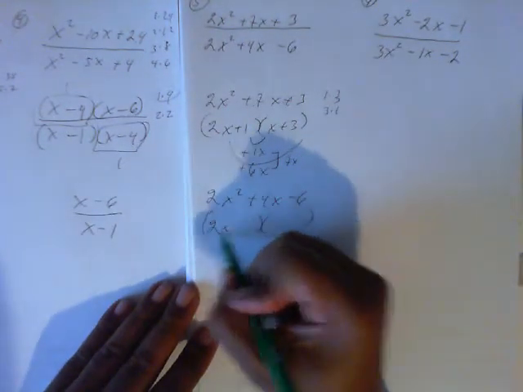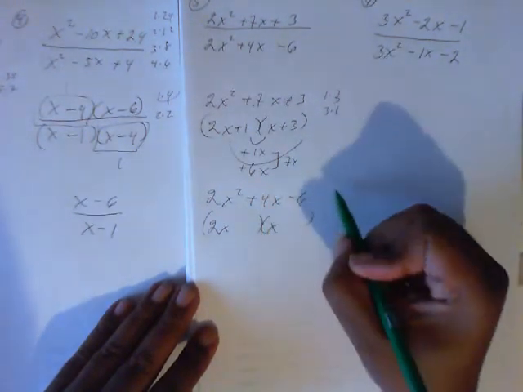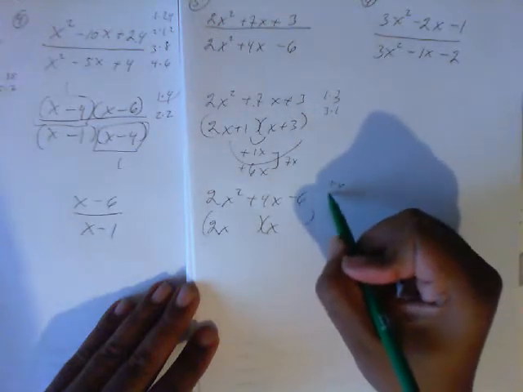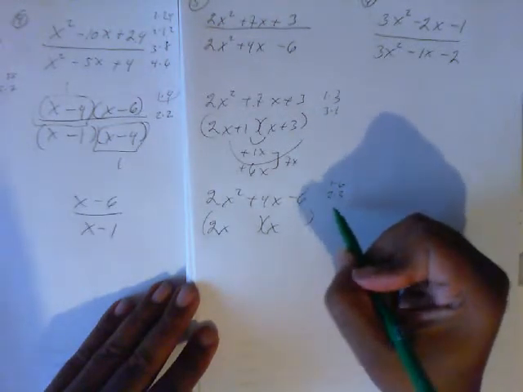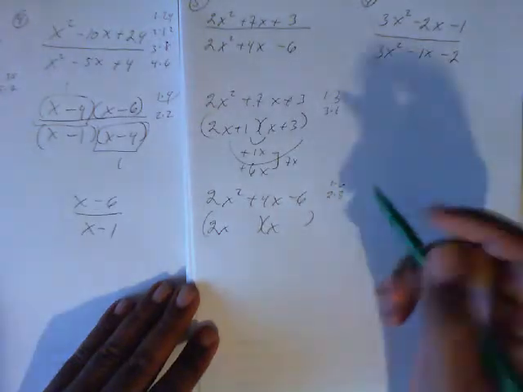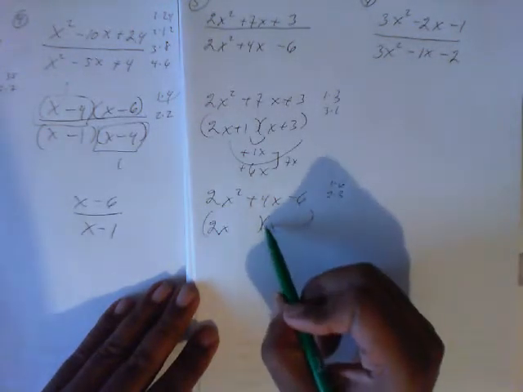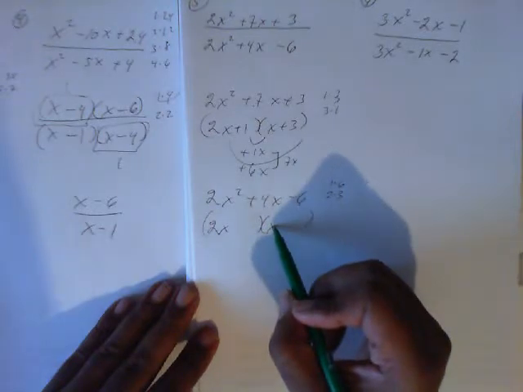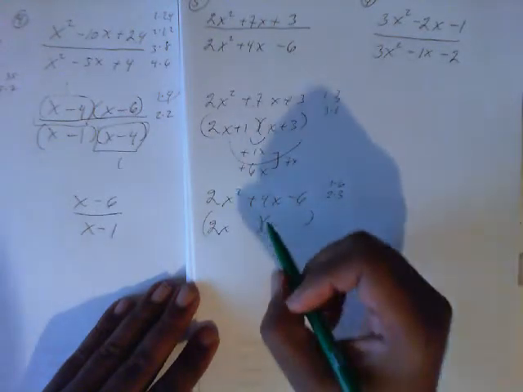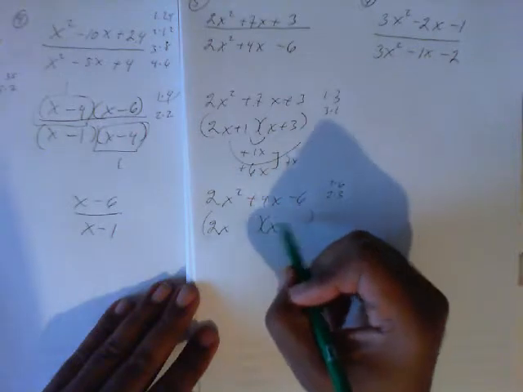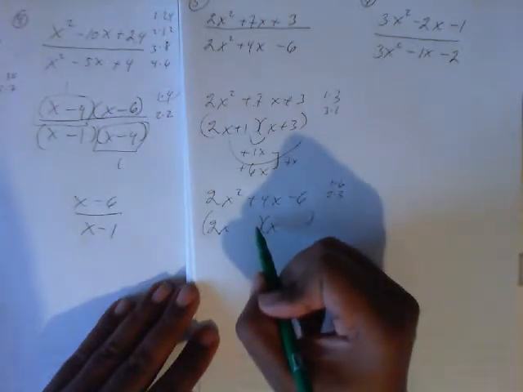The 2x squared will be 2x times x. The 6, we have choices of 1 times 6, 2 times 3, and let's see, that's about it. After that's 3 times 2, so it repeats. So I'm going to choose 2 times 3. No, maybe 3 times 2. 2 times 3.